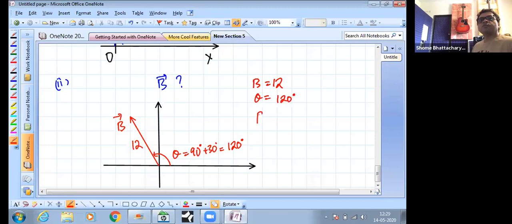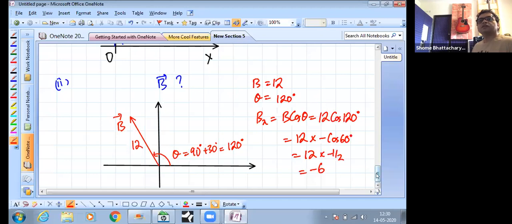So the x component, which is b cos theta, will become 12 cos 120 degrees. Now we just discussed how to calculate cos 120 degrees. It is minus of cos 60 degrees. So it is minus half. So it becomes minus 6. So the x component of b is minus 6.